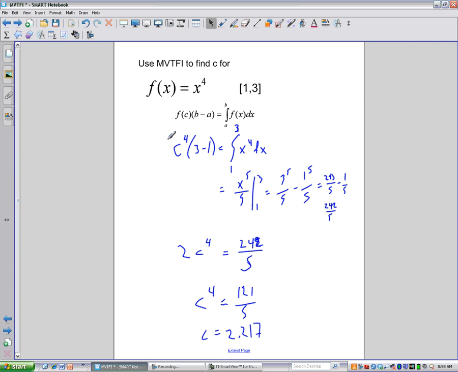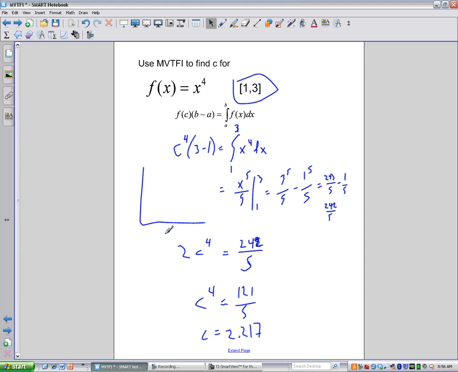Which is somewhere between 1 and 3, so that's a good thing that it works. It gives us the feeling that we've got the possibilities. We don't worry about the negative root, because it's not in the interval. So there it is. That's the c value where we would draw the just right rectangle.